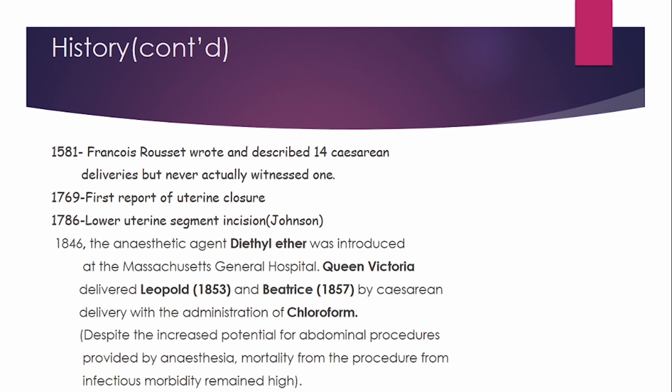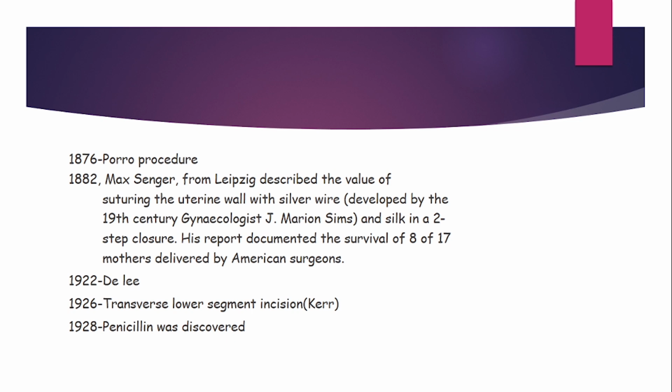And of course, the Porro procedure... the Dieter Herta was introduced in 1846. Then Queen Victoria delivered Leopold in 1853 through cesarean section. And the anesthesia that was used at that time was chloroform. So in 1876, the Porro procedure was introduced. That's the first cesarean hysterectomy. And by 1882, the value of suturing the uterine wall with silver wire was highlighted by J. Marion Sims. Then, of course, our popular Pfannenstiel-type incision was introduced in 1922. And by 1928, penicillin was discovered by the great Alexander Fleming, and mortality rates, especially those due to infection, reduced drastically afterwards.